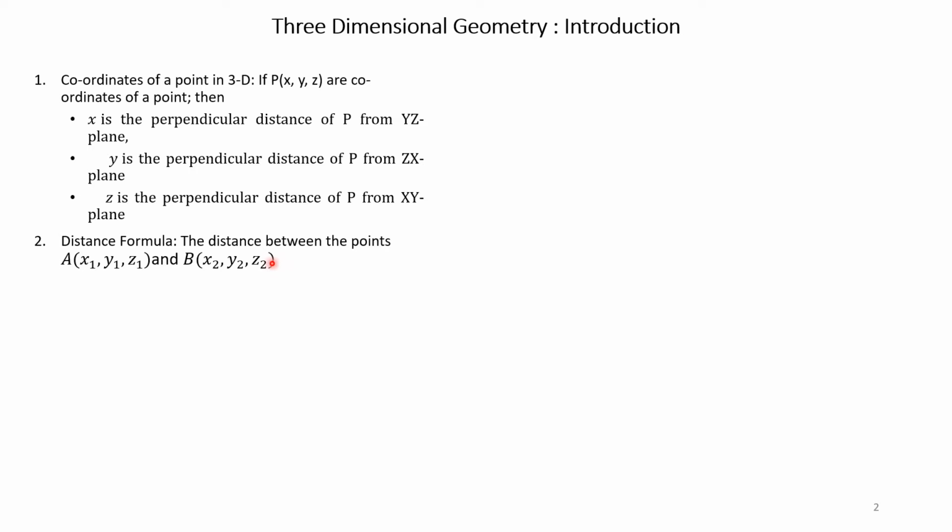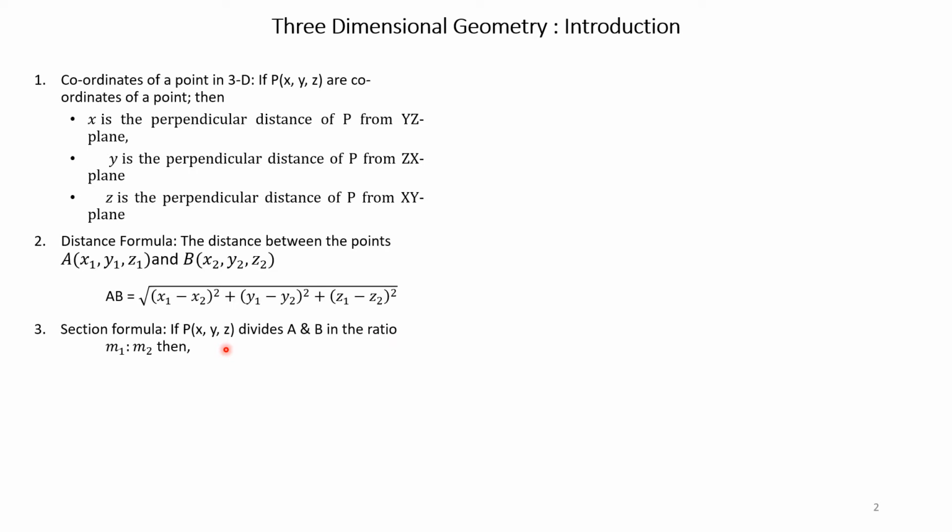The distance formula, which we have studied in our previous classes: the distance between 2 points A (x1, y1, z1) and B (x2, y2, z2) is given by AB is equal to square root of (x1 minus x2) whole square plus (y1 minus y2) whole square plus (z1 minus z2) whole square.